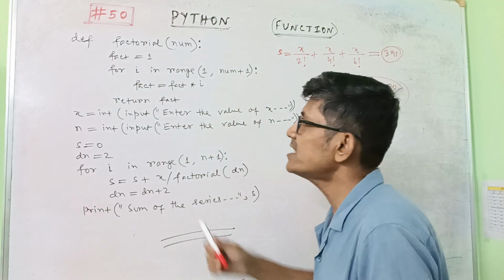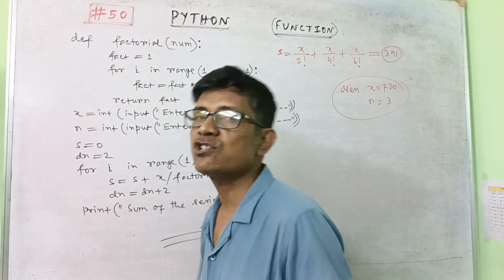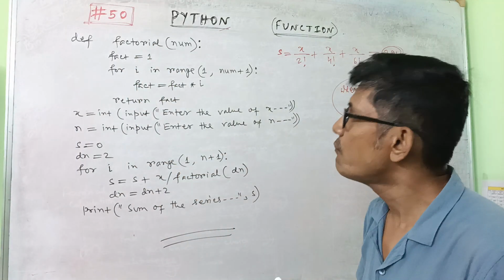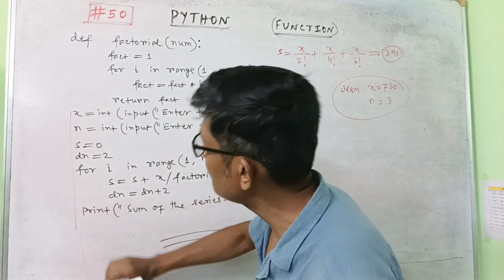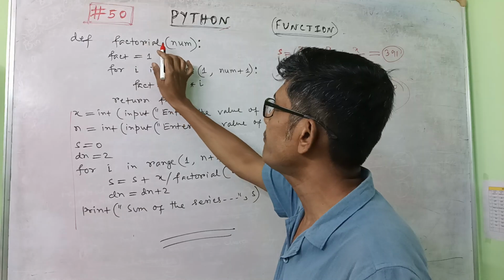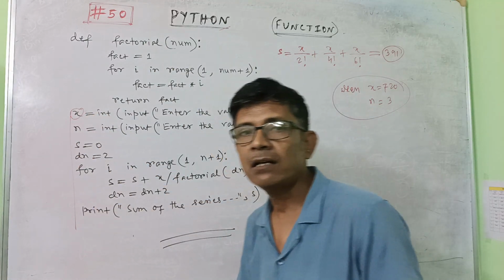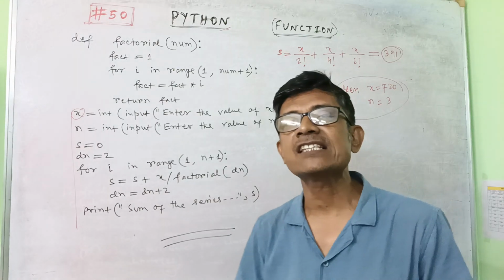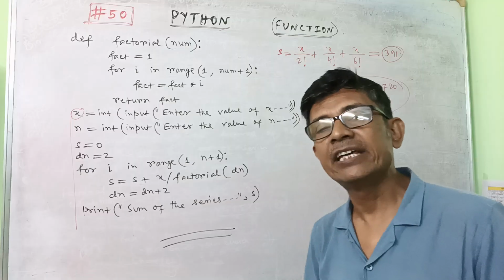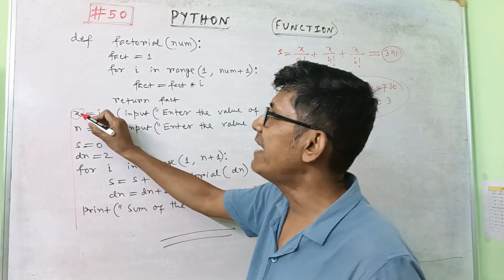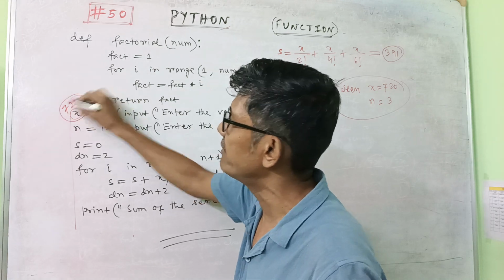Let's see, this is the factorial calculation. You know this user defined function; the name of the function I have given is factorial. So you see that this is the main area, and here it is the factorial. In the main area, the computer will first ask the user what value you want to give for x. I want to give the value of x equal to 720.